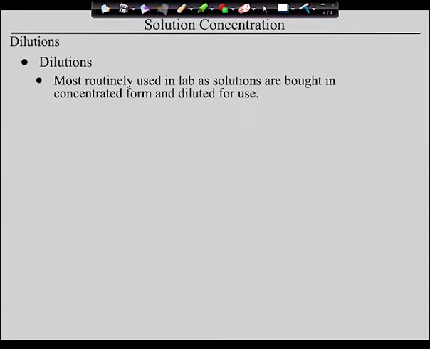Guys, the same thing is true of acids. It's a lot easier for me to buy this saturated at 12 molar than it is to buy the 0.01 molar hydrochloric acid that we need to use in lab. So what do you end up doing with the hydrochloric acid? You end up diluting it down from the stock bottles, which are saturated, down to the concentrations that you need.